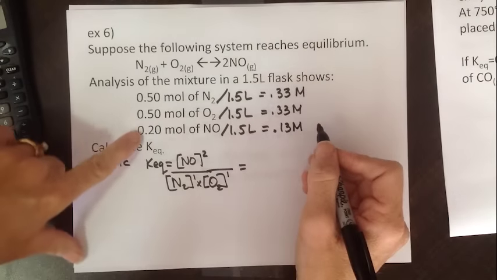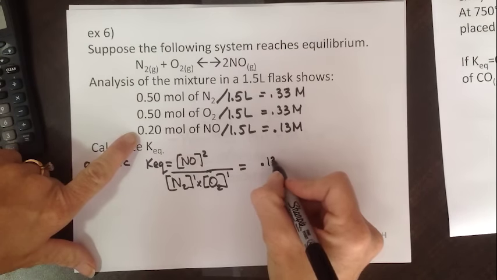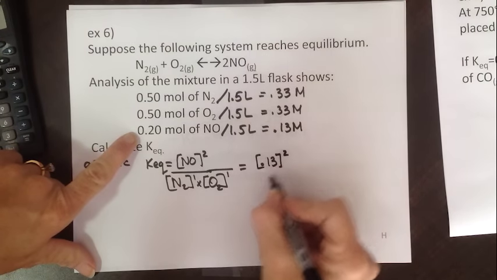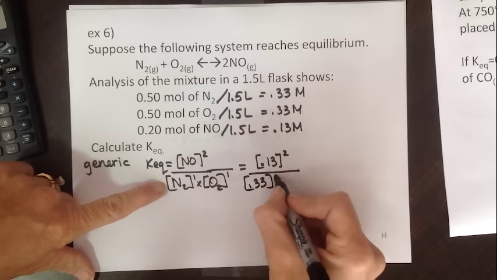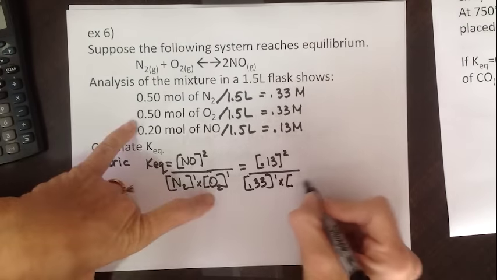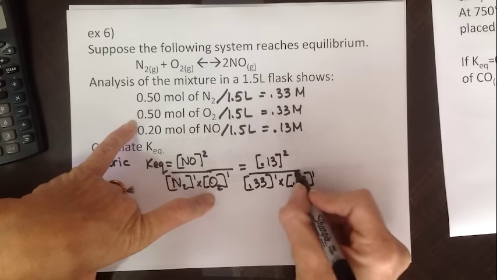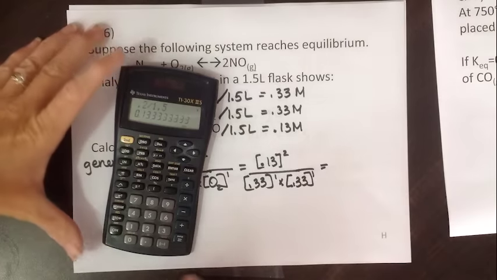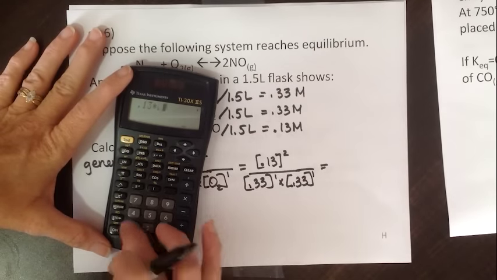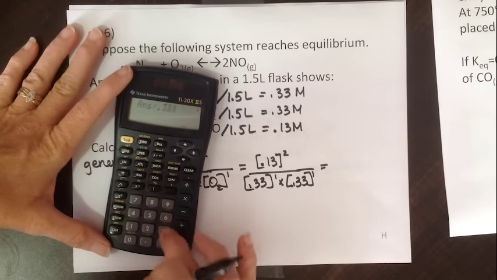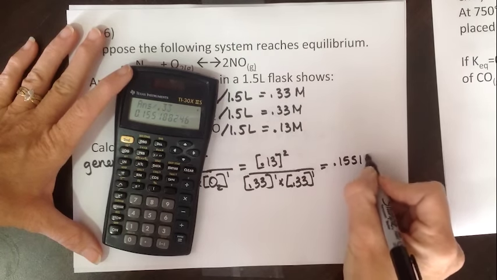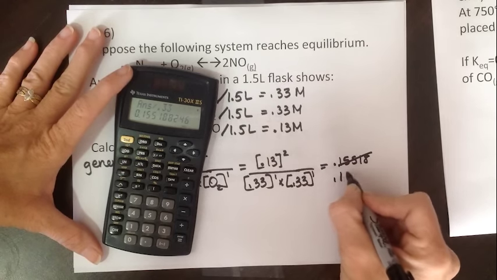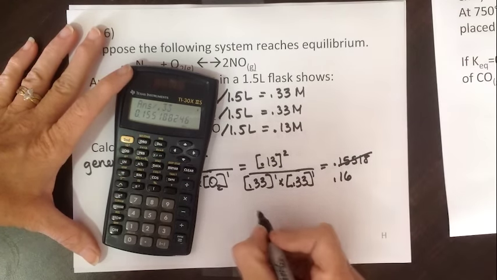Now I can plug in my numbers. Nitrogen monoxide's on the top, so 0.13 squared. Nitrogen's in the denominator, 0.33 to the first, times the oxygen, which is also 0.33 to the first. Calculator time. Two sig figs, so I got 0.1551 blah, blah, blah. I'm going to clean it up to 0.16, unitless.